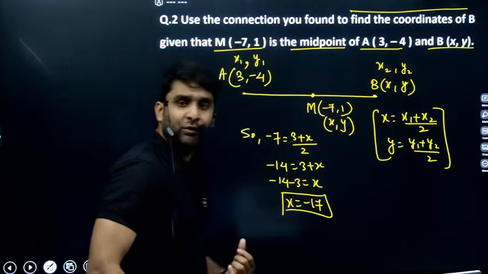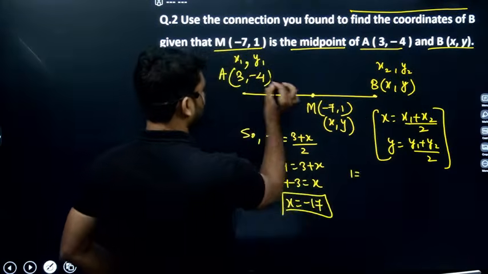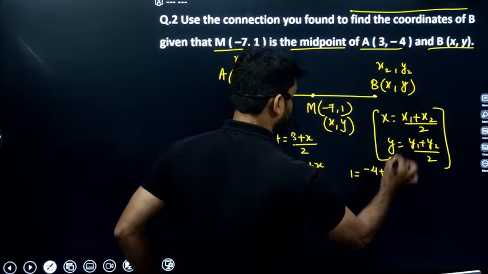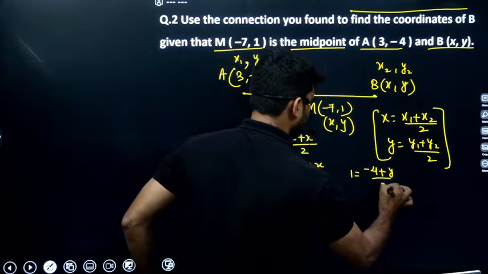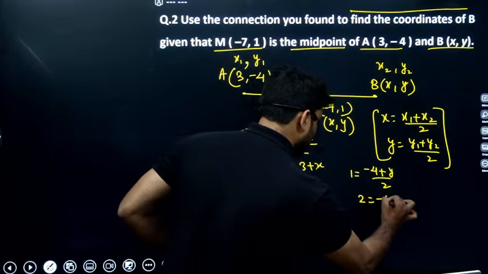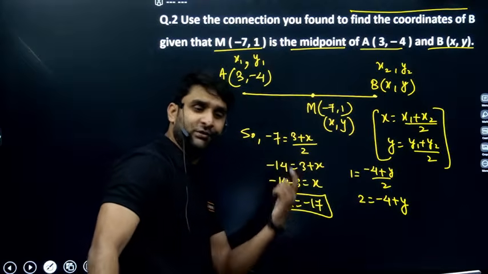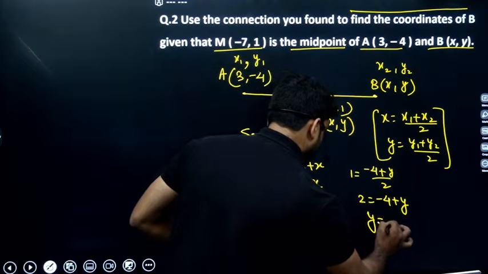We have the midpoint formula. So y is equal to 1. So 1 is equal to y1, minus 4, plus y, divided by 2. Do the cross multiplication. 2 ones are 2 is equal to minus 4 plus y. Minus 4 will come to this side. So 2 plus 4 will be 6. So y is equal to 6.